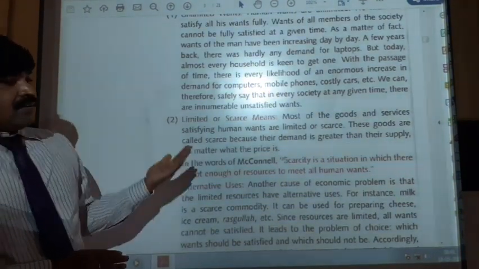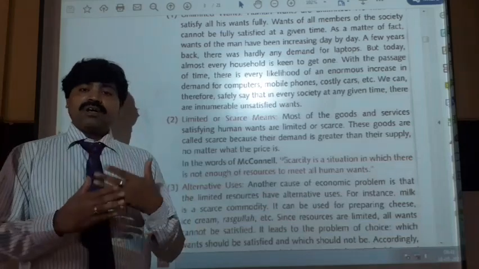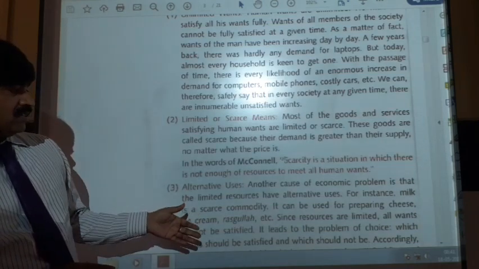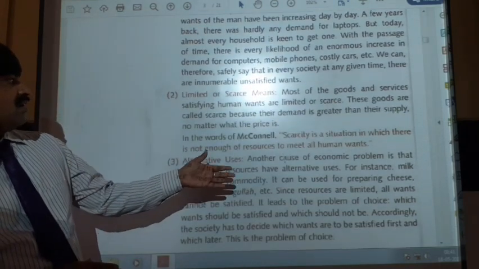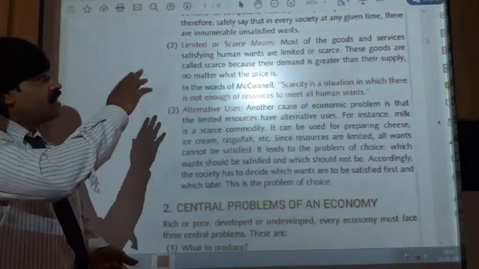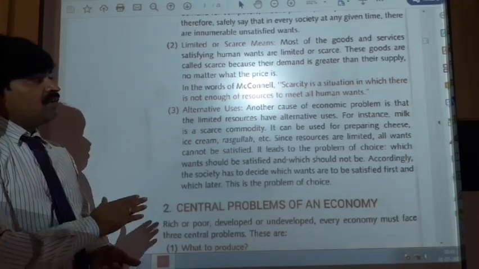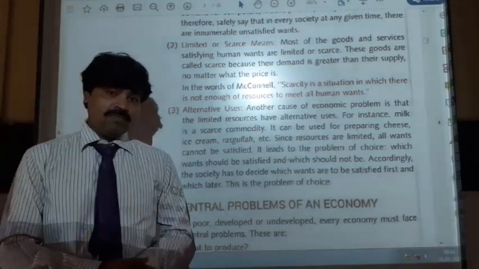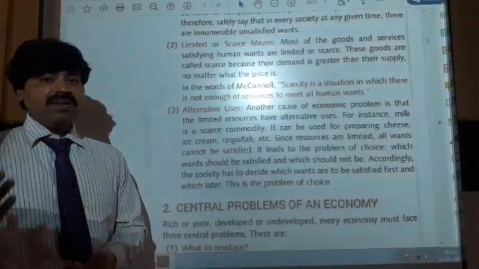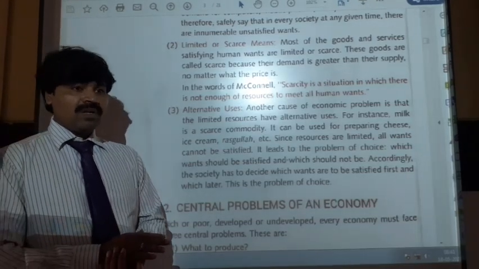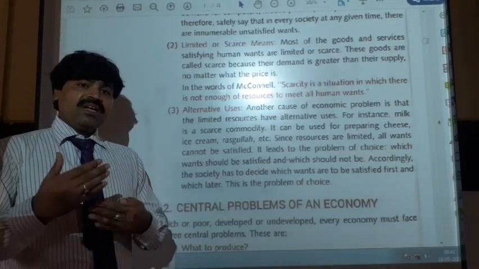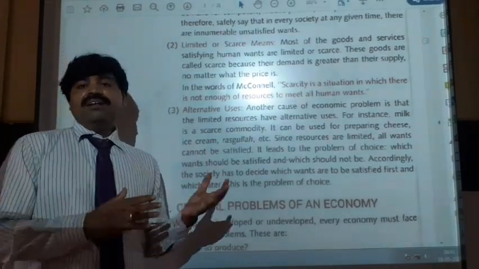But the feature or characteristic of the resources is that they can be put into the alternative uses. Resources can be put into the alternative uses. There are two features of the resources: resources are scarce and resources can be put into the alternative uses. Suppose we have a piece of land, then we can utilize this piece of land for the production of the rice, wheat or other crops. In this way, we see that we can put our resources in the alternative uses.